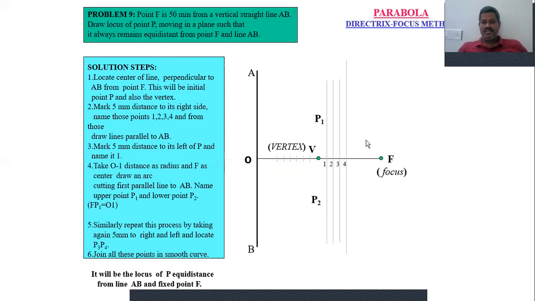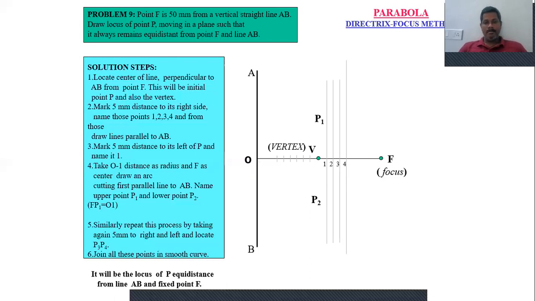Preferably equal distance, but it need not be equal distance. The distance between these vertical lines may also vary, but prefer to take the equal distance.